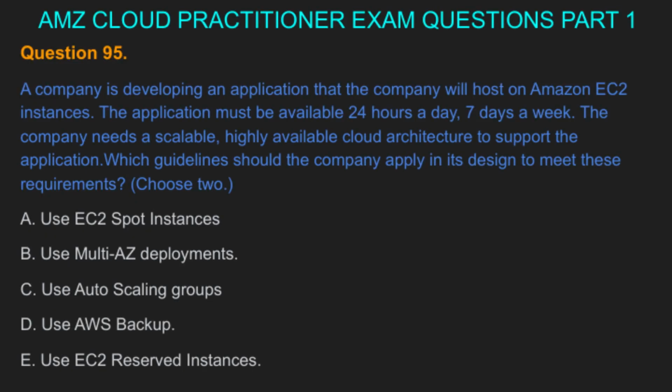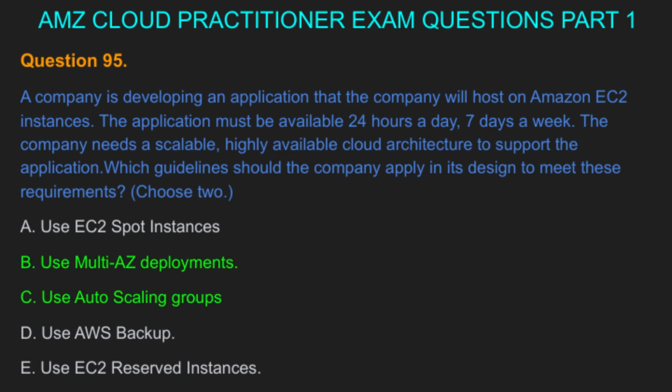Question 95. A company is developing an application that the company will host on Amazon EC2 instances. The application must be available 24 hours a day, 7 days a week. The company needs a scalable, highly available cloud architecture to support the application. Which guidelines should the company apply in its design to meet these requirements? Choose 2. A. Use EC2 Spot Instances. B. Use multi-AZ deployments. C. Use Auto Scaling groups. D. Use AWS Backup. E. Use EC2 Reserved Instances.